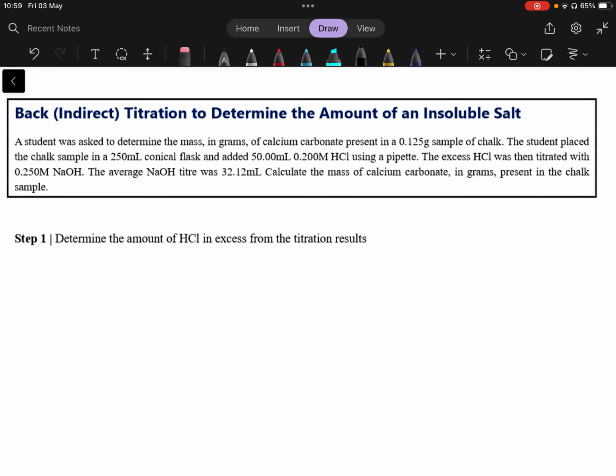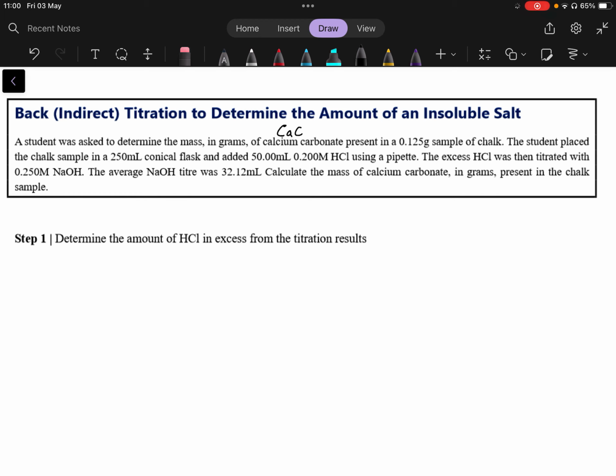Right, so in this example, we're still looking at a back titration or indirect titration, and this is just another example. So this time we have some insoluble salt, and the only way to dissolve it is by dissolving it in acid, but we want to determine its concentration in a sample. So we're told we need to determine the mass in grams of calcium carbonate. So let's just write that.